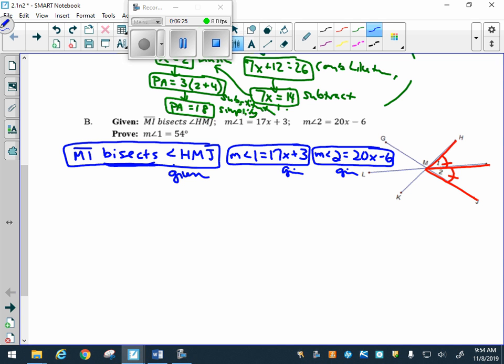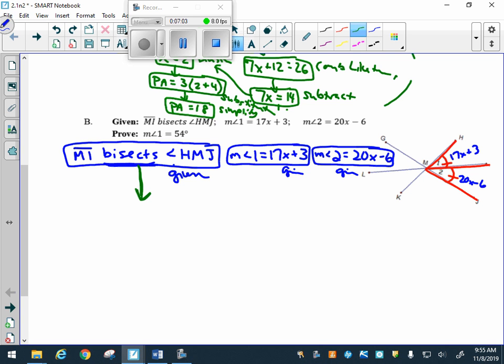So we can put that in here, 17x plus 3 and 20x minus 6. So again, with a proof, we need a general statement. We need a general relationship between these angles that we can write an equation for and substitute in. So the general equation is not going to be just under here from our diagram like it sometimes is, like vertical angles, linear pairs. We can just look at our diagram and write a general relationship. But that's not true here.